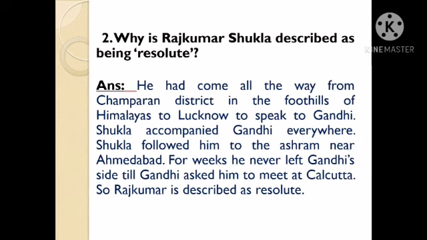Question number 2. Why is Rajkumar Shukla described as being a resolute? Resolute means determined. Answer. He had come all the way from Champaran district in the foothills of Himalayas to Lucknow to speak to Gandhi. Shukla accompanied Gandhi everywhere. So let us look at the scenario first before proceeding to the answer.